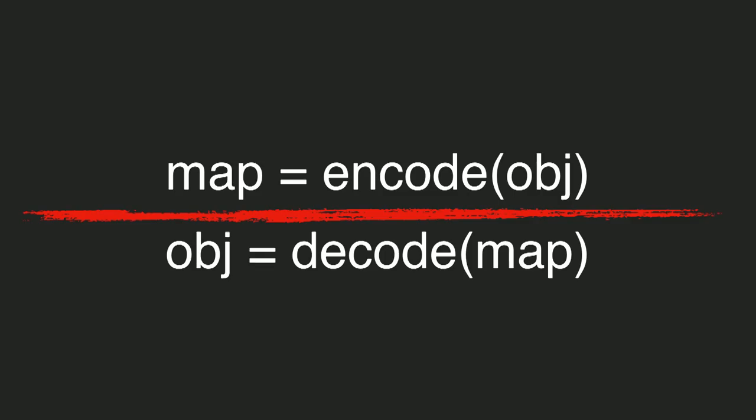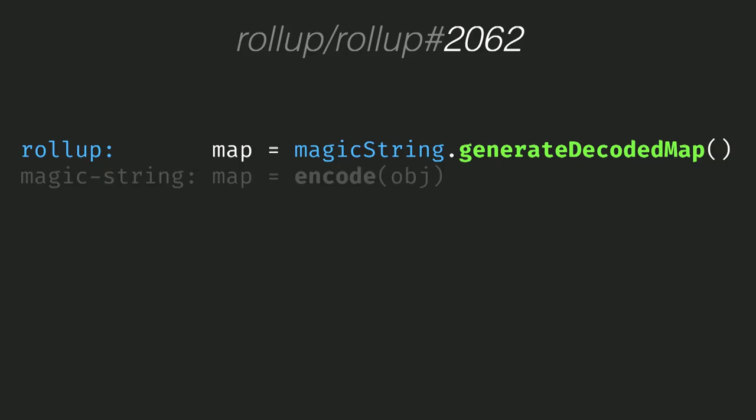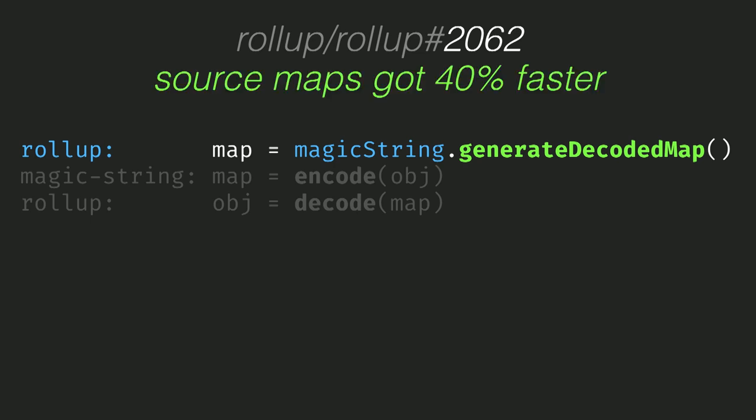So it's very hard to notice this kind of problem when those lines of code are in different functions, but when they're in different files, it's even harder. When they are in different projects altogether, it's super difficult. So when you optimize code, you always need to be aware of what happens in your dependencies. After removing those two lines of code, source map generation got 40% faster in rollup.